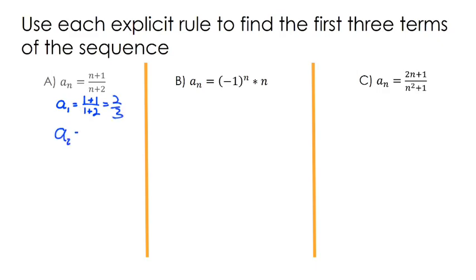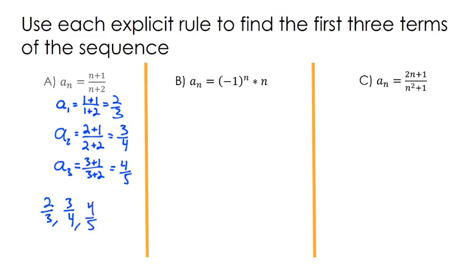Then let's find our second term, which is n plus 1 over n plus 2, which is going to be 3/4. And then lastly, let's find our third term, which is 3 plus 1 over 3 plus 2. That would be 4/5. So we have three terms in this sequence: 2/3 is the first term, 3/4 is the second term, and 4/5 is the third term. We could keep going if we wanted to. Basically, this is how I can use the explicit rule to find terms in the sequence, by substituting the term I'm looking for in for n. If I want to find the 10th term, I'd substitute a 10 in for both of those.